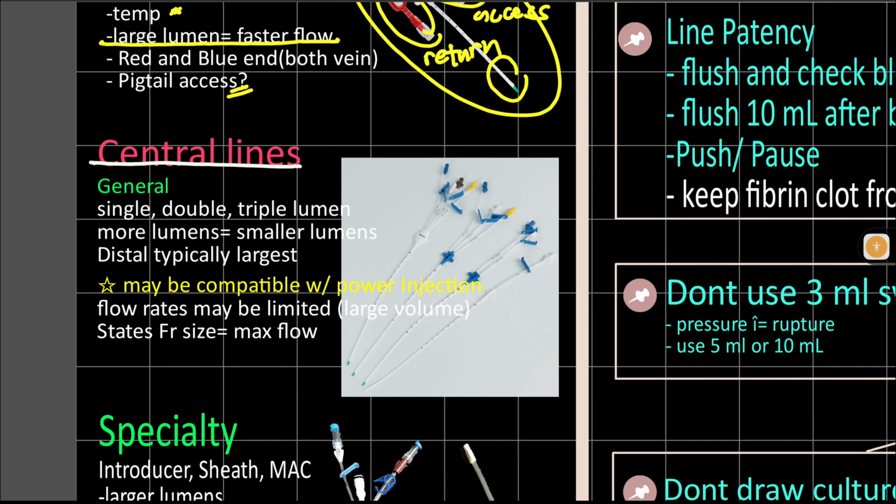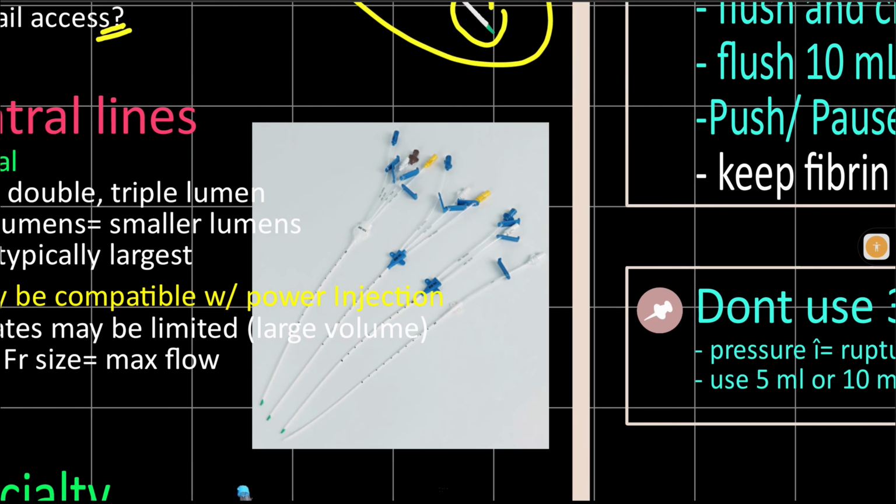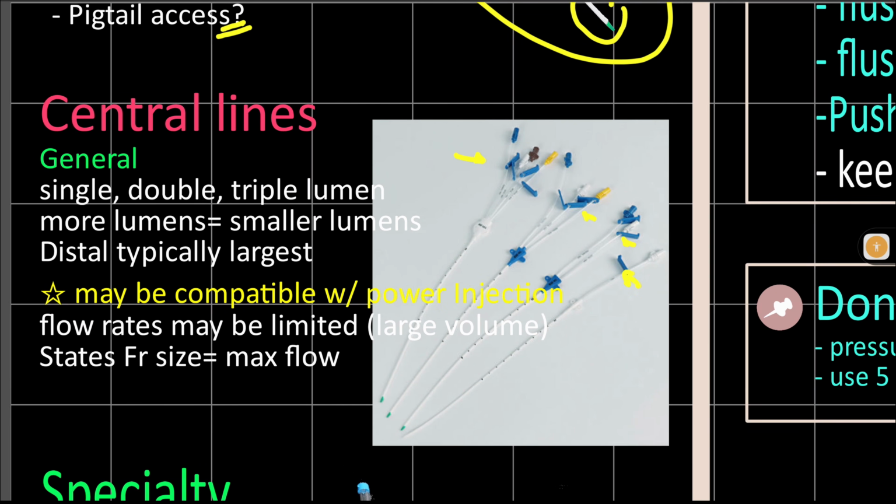Now, central lines. Okay. Remember earlier I talked about single lumen, double lumen central line. This is what I'm talking about. You can see in this picture, it's a single lumen central line, a double lumen central line, triple lumen, and this is a multiple lumen central line. All right. Single, double, triple lumen are the most typical ones that you will see.